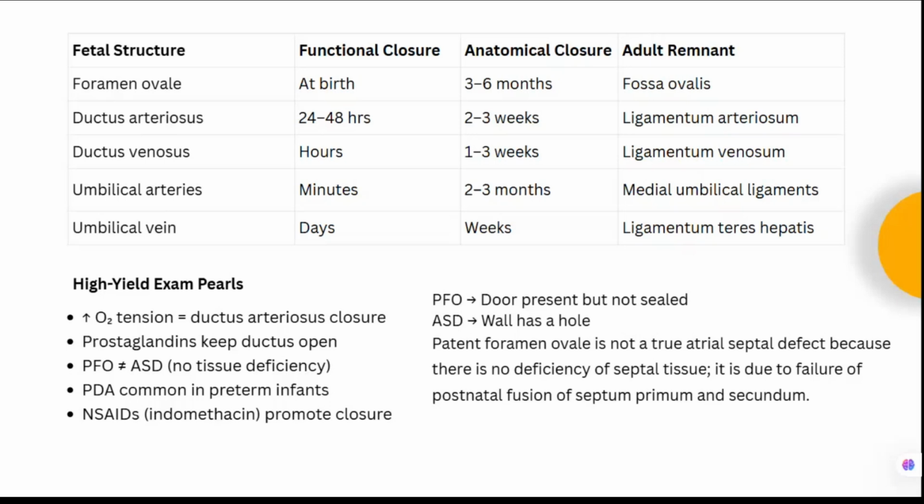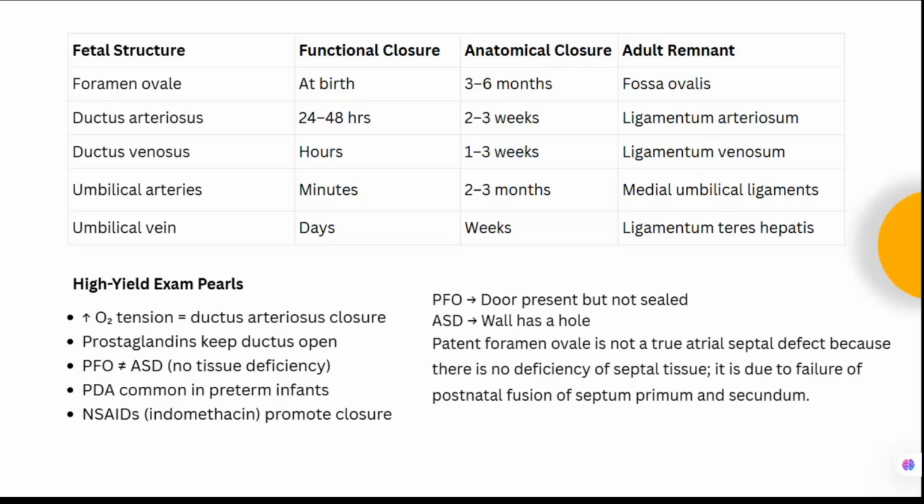Okay, and this patent foramen ovale is not the same as atrial septal defect. There is no tissue deficiency in patent foramen ovale. There is a difference between the two, that also we will discuss. PDA is common in preterm infants. NSAIDs will promote the closure. Okay, so this indomethacin will promote the closure.